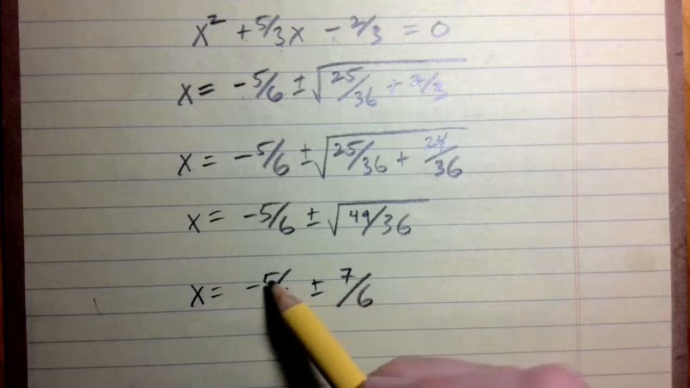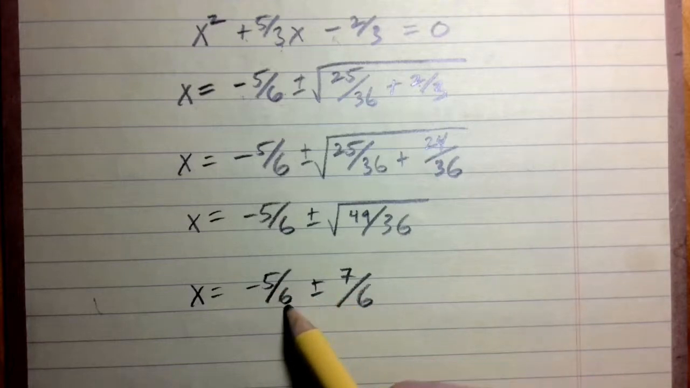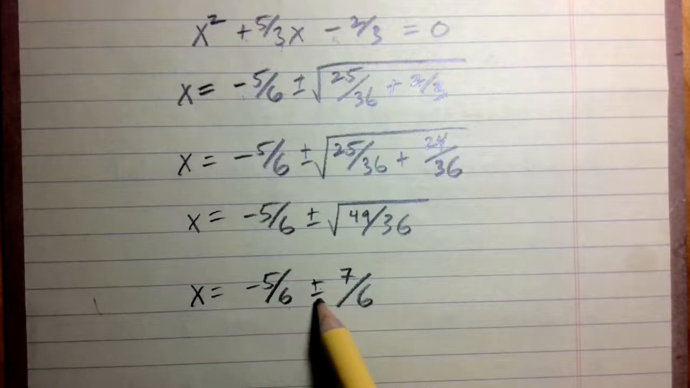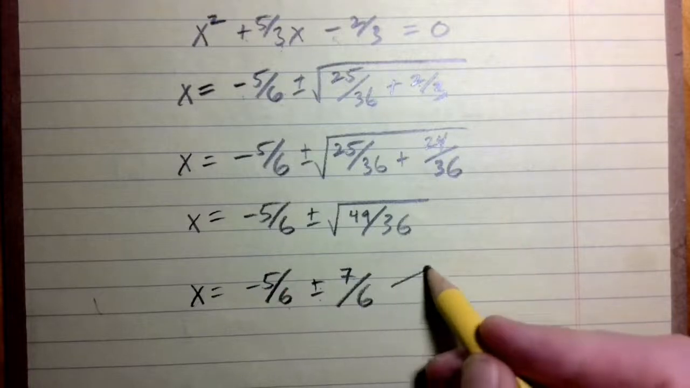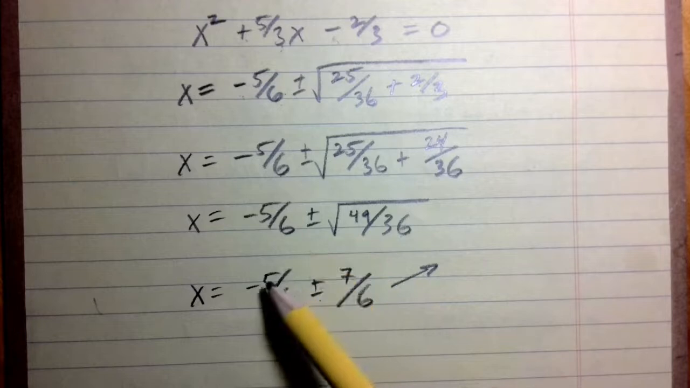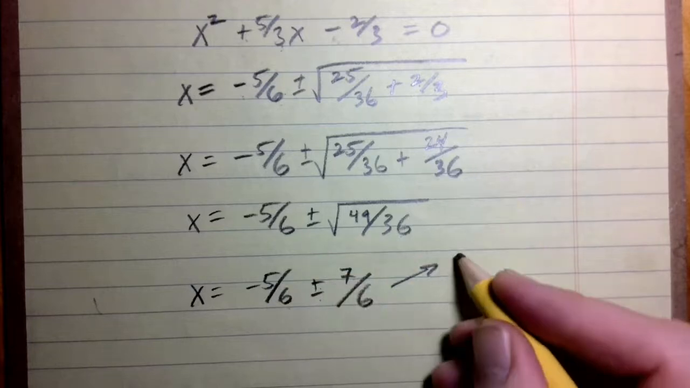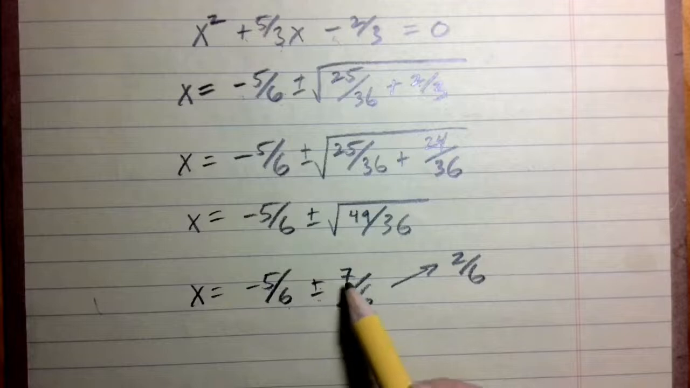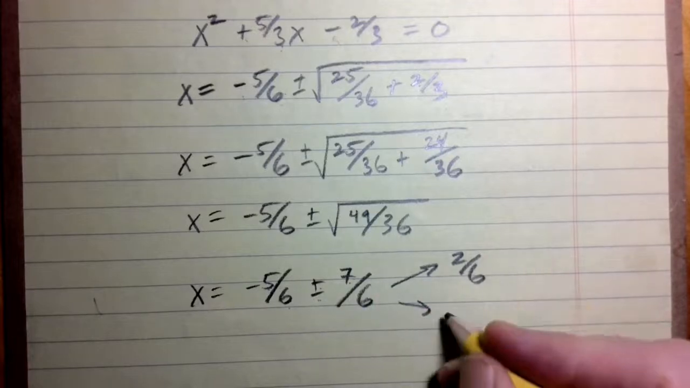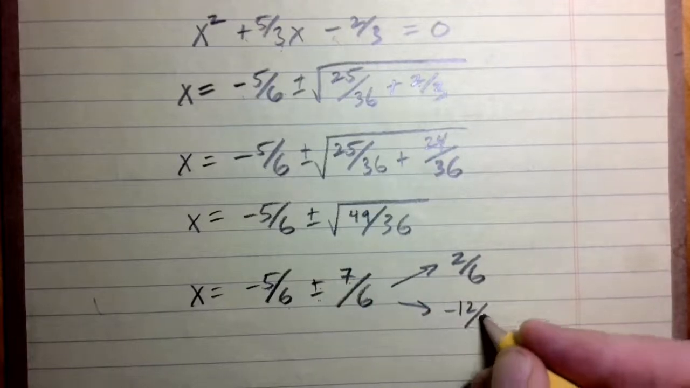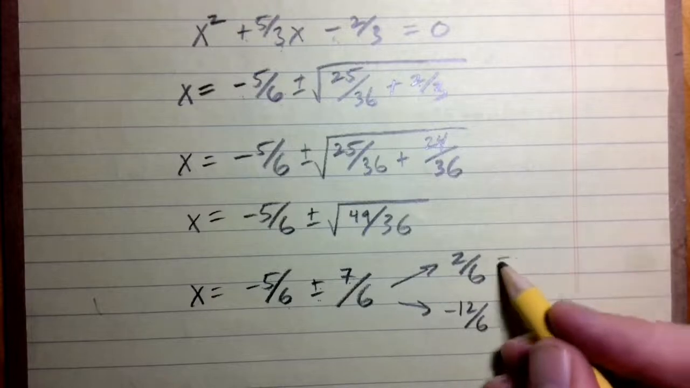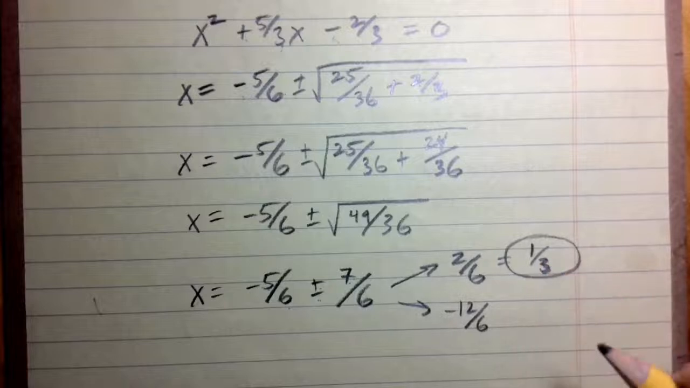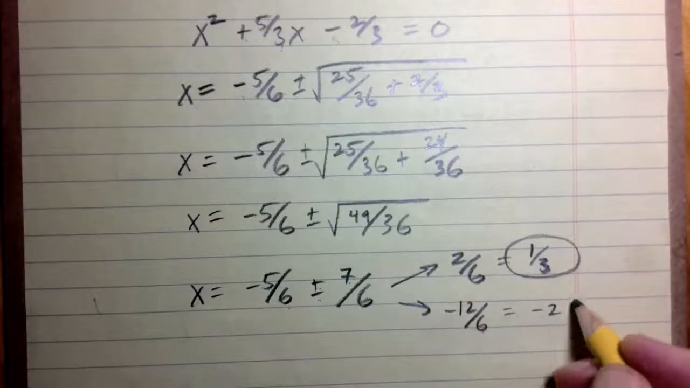So I have two roots. Negative 5/6 plus 7/6, negative 5/6 minus 7/6. We'll just do that math out. Negative 5 plus 7 is 2. Negative 5 minus 7 is negative 12. 2/6 reduces to 1/3. 12/6 reduces to negative 2.